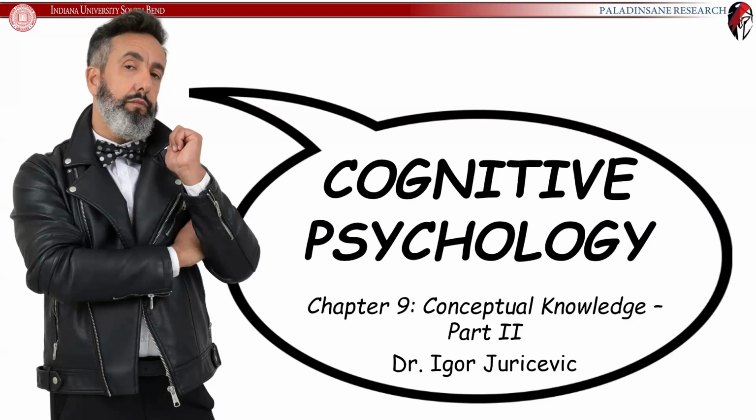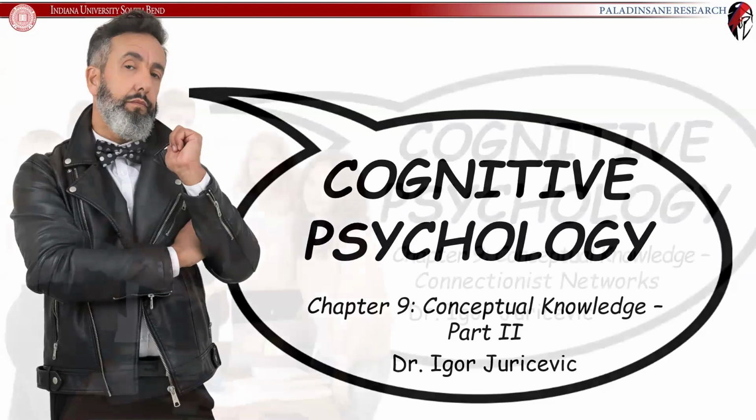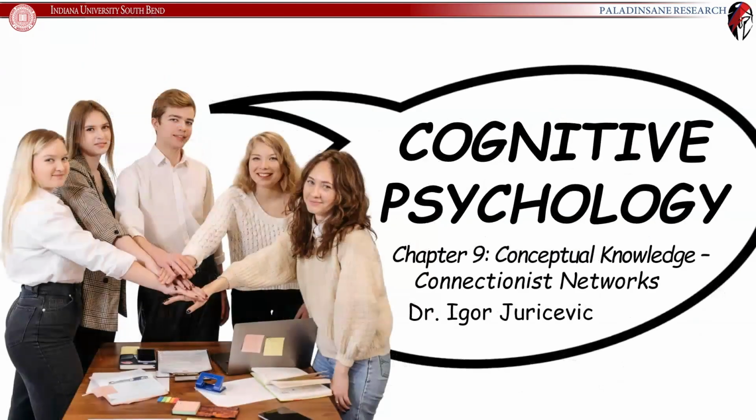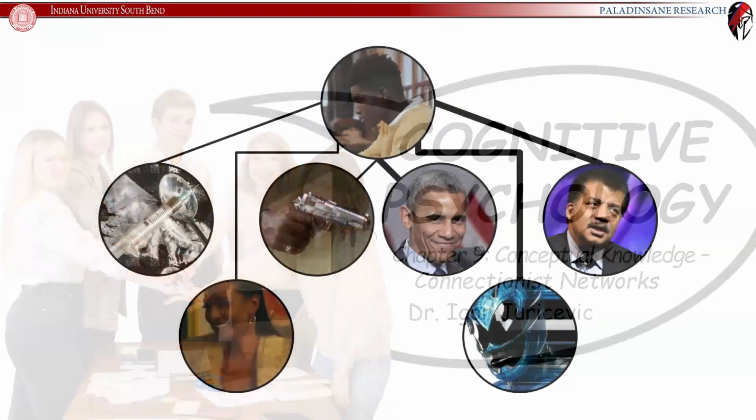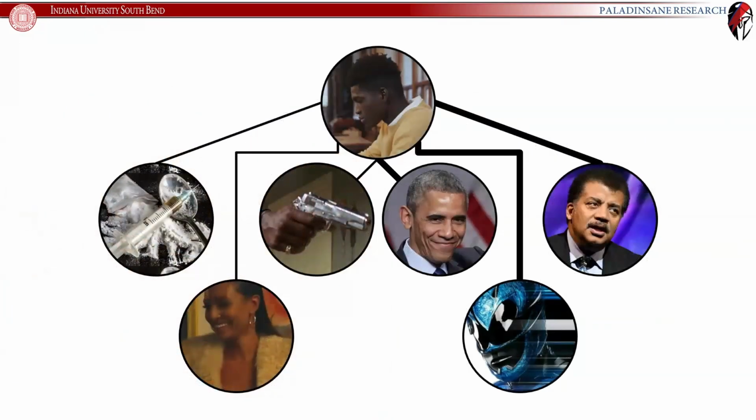What we're going to do now is slightly switch gears to another model of conceptual knowledge, another model of how our knowledge is represented in our mind. We're going to talk about connectionist networks. It's very related, super related to the idea of Collins and Loftus's spreading activation model.